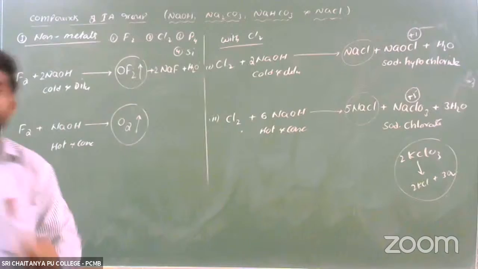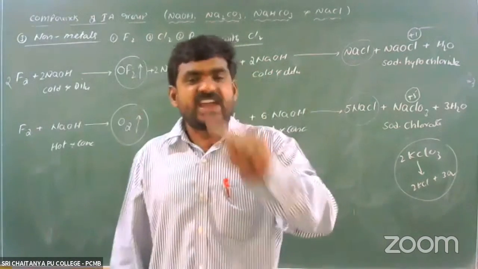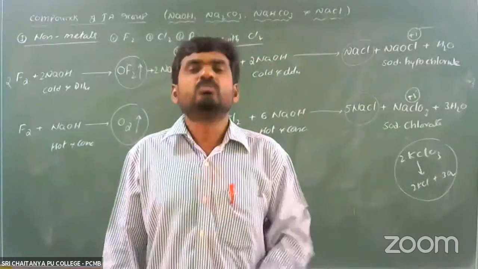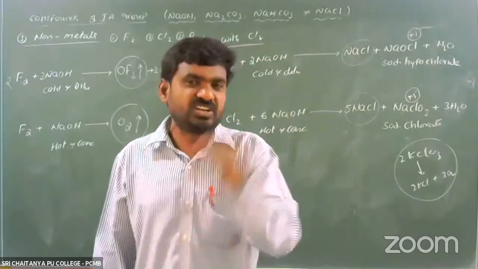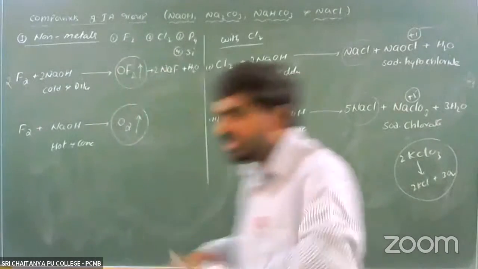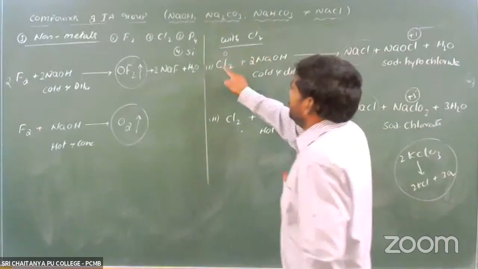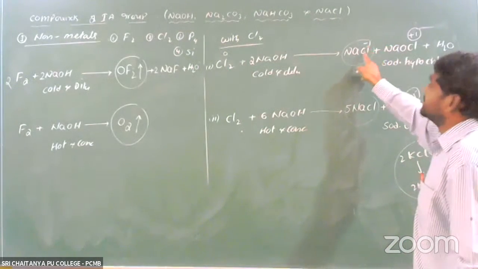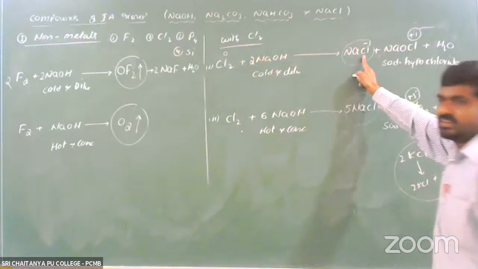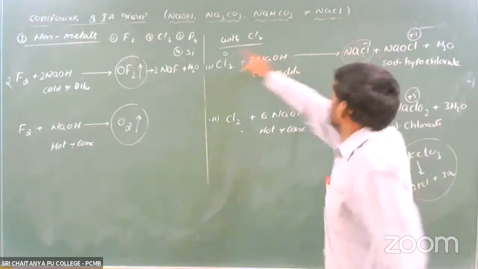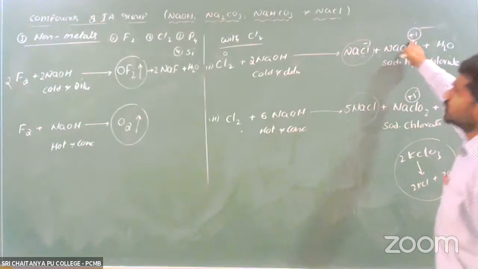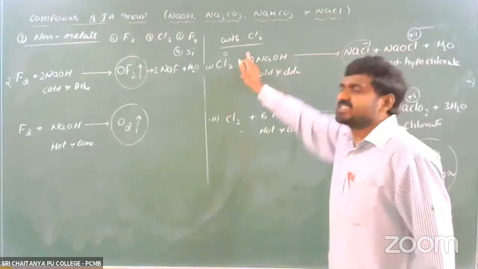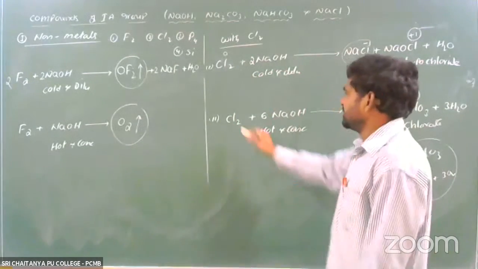What is a disproportionation reaction? In a redox reaction, only one element undergoes both oxidation and reduction. Here the oxidation state of chlorine is 0. In sodium chloride, the oxidation state of chlorine is -1. 0 to -1 decreases. 0 to +1 increases. So only chlorine undergoes reduction and oxidation.